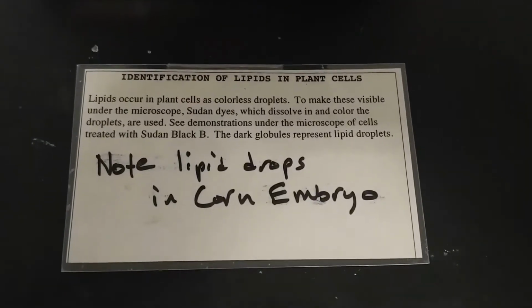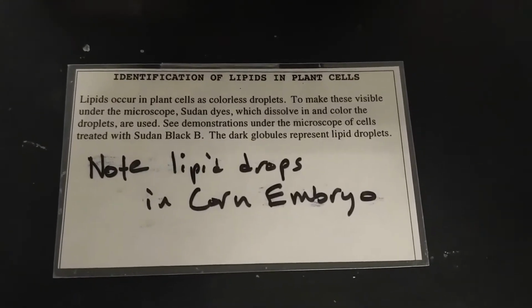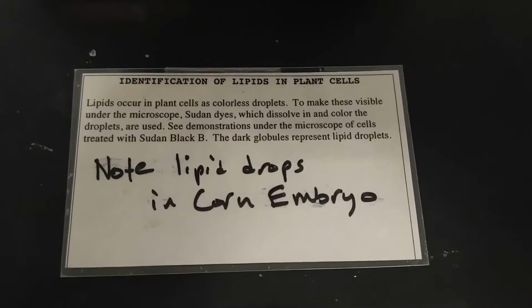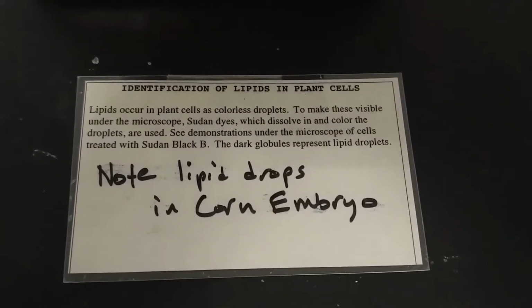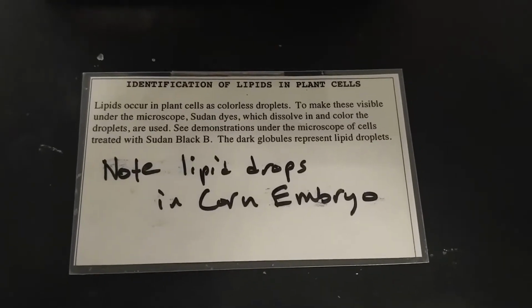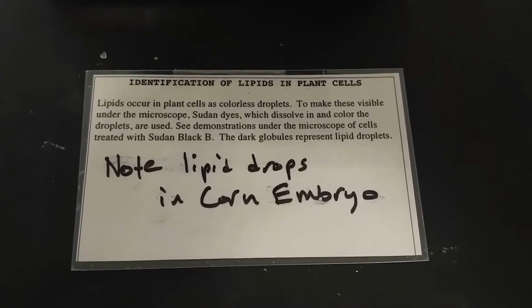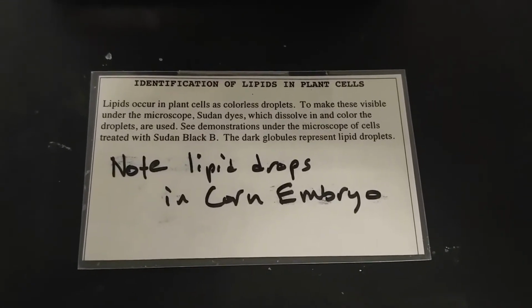Often if you look inside a plant cell, you will not be able to see the lipids as they can be colorless. But you can apply specific dyes to them that will adhere to these lipid droplets and make them visible. So we have a slide of a corn embryo that has been dyed with Sudan black B to represent and show those lipids.